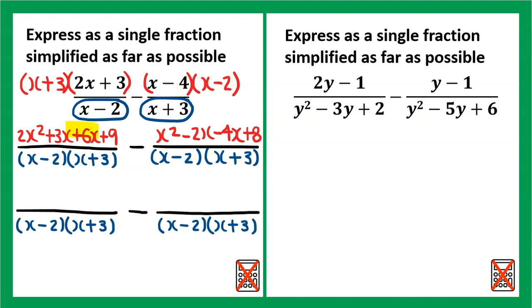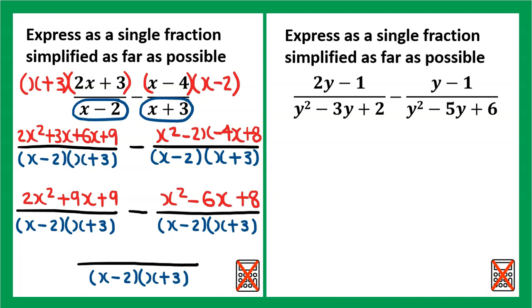Let's individually tidy these up by collecting like terms with these x variables in the middle. So on the left hand side we'll have 2x squared plus 9x plus 9, and on the right hand side x squared minus 6x plus 8. Now we can simplify these to a single fraction.